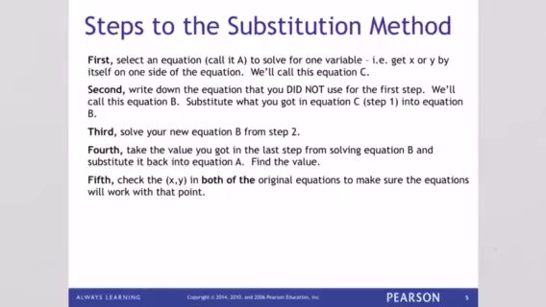Okay, so here I laid out the steps for you. Here's your first step. I'm not going to read all the way through this because you can, but basically the first step is to solve one of the equations for one variable. The second step is to substitute what we got into one of the equations, and I would say here, one of the original equations.